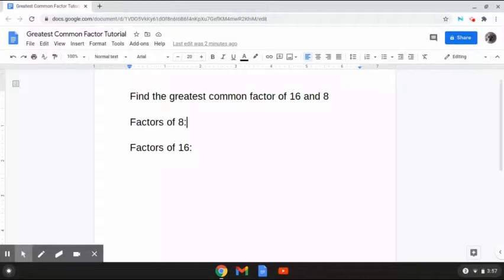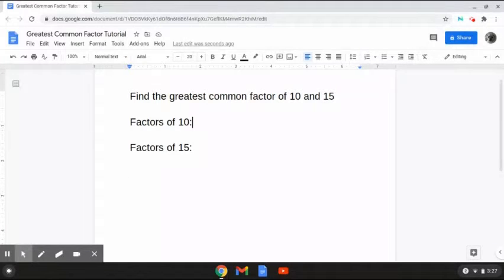Okay, so this first problem reads, find the greatest common factor of 16 and 8. So the way that we're going to solve this problem is first, we're going to list out the factors of each number. The factors of 8 are 1, 2, 4, and 8. And the factors of 16 are 1, 2, 4, 8, and 16. So it looks to me that the biggest number that falls between the two is 8. Therefore, the greatest common factor is 8, because it is the largest number that falls between the two. And that is how to solve this problem. So let's move on to the next one.